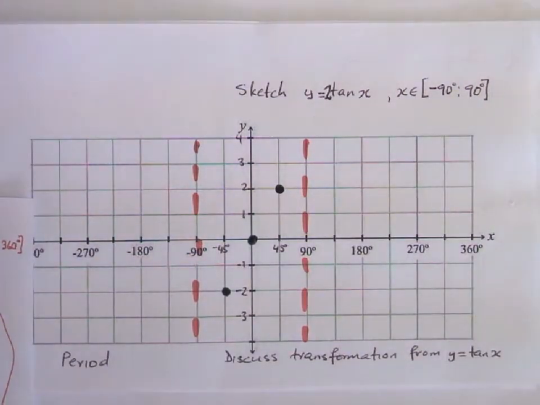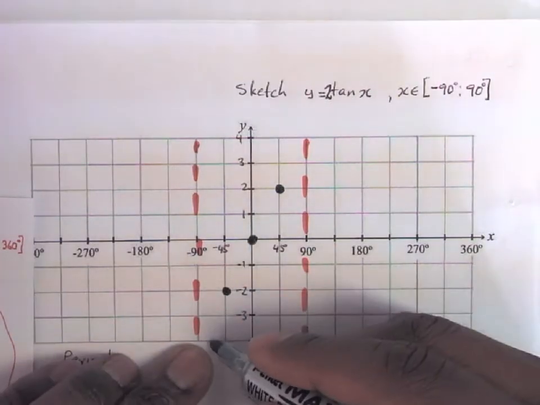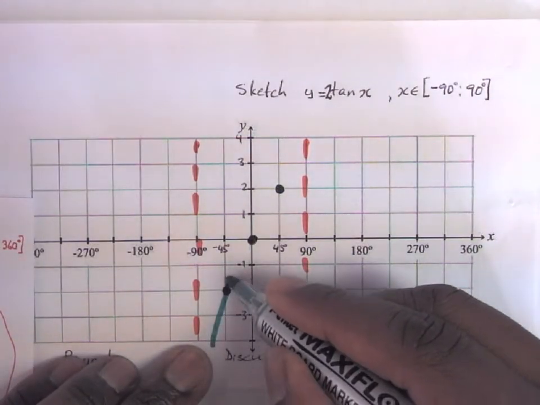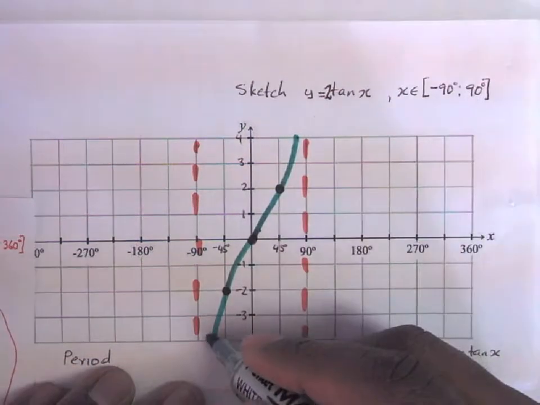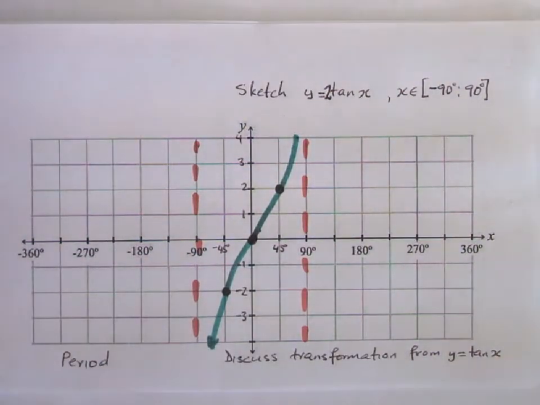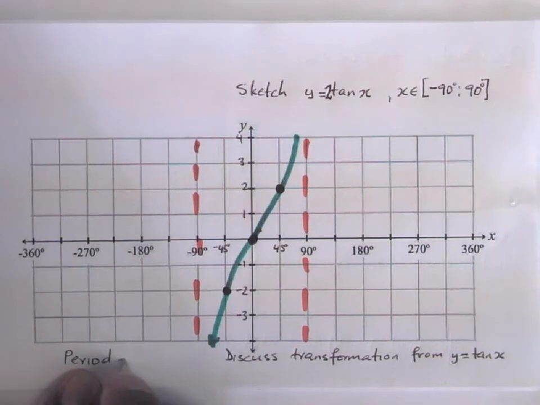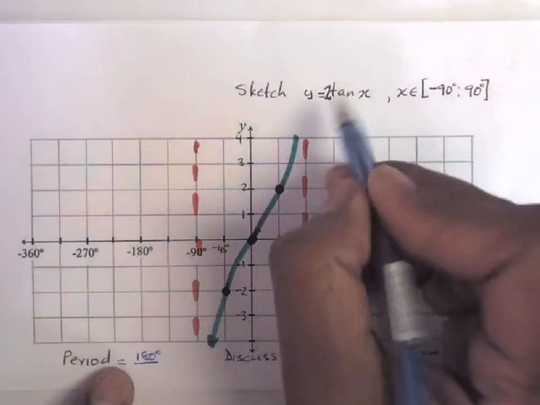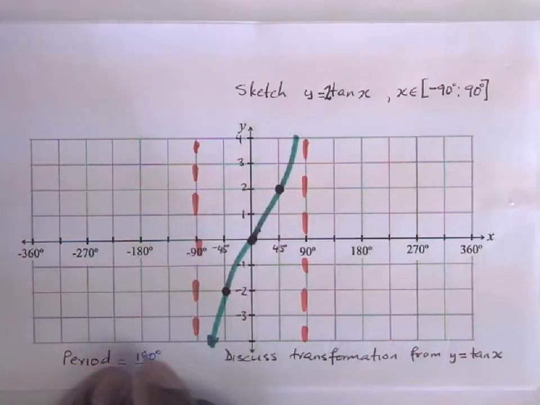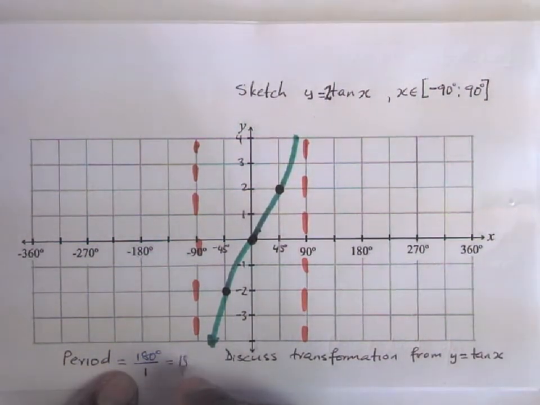So what happens to the graph? Now the graph looks something like coming like this and this. Okay, so done. Now, what's the period? So the period is, we say it's 180 degrees. You divide by the coefficient of x. The coefficient of x is 1. So you divide by 1. So the answer is equal to 180 degrees.